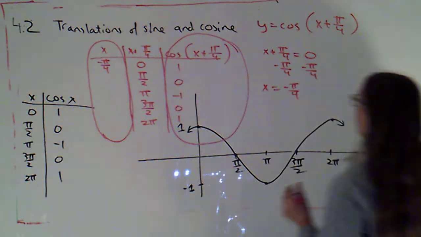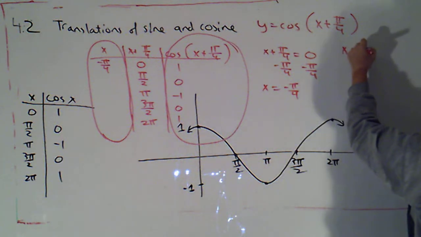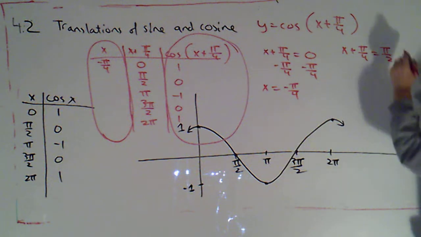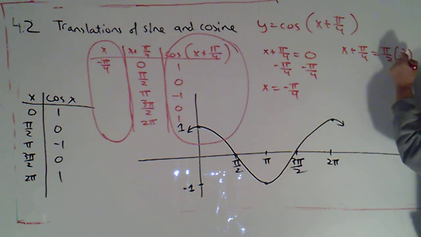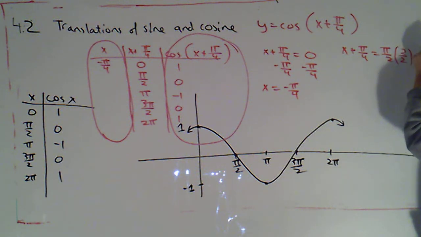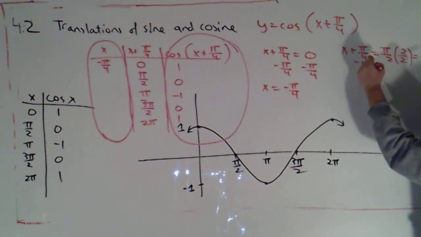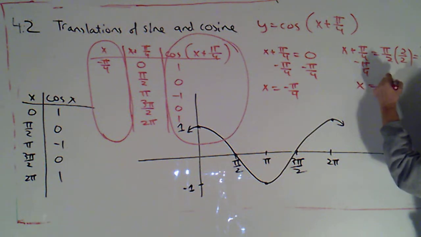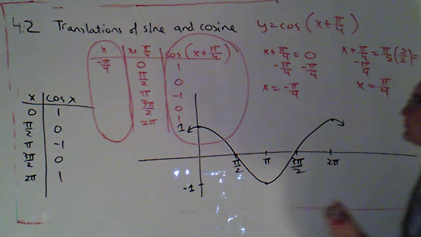Same thing for the next point. If x plus pi over 4 is equal to pi over 2, now here I might want to multiply that by 1 in the form of 2 halves to get a common denominator of 4, but then I can subtract over the pi over 4, and so I'm going to get x is equal to pi over 4.